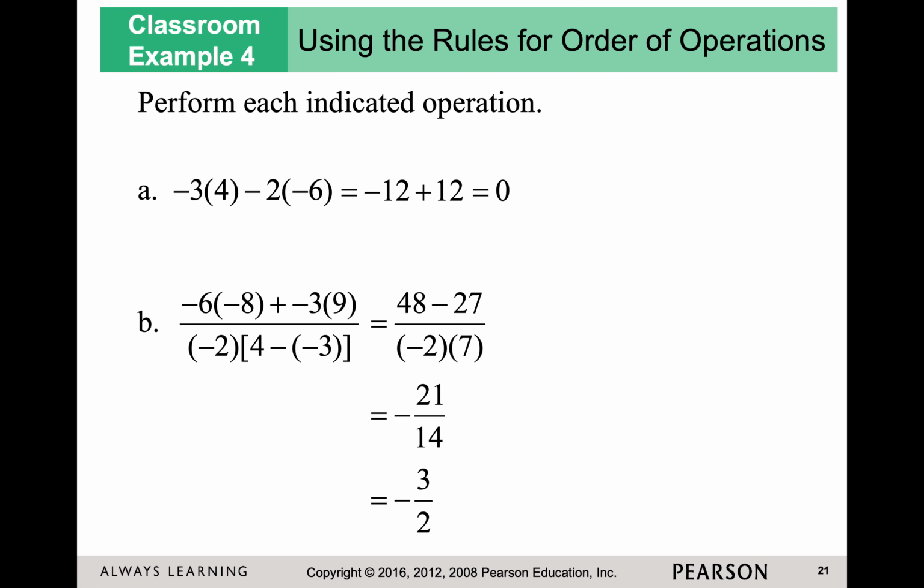And then I reduce the fraction. Web 2.0 will do this for you if you need help. You do 21 divided by 14. It will reduce it to 3 over 2 for you.